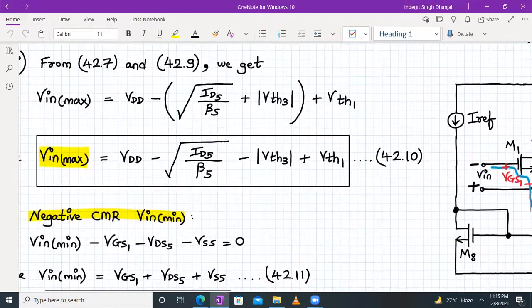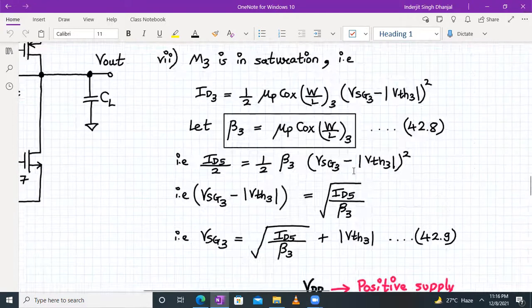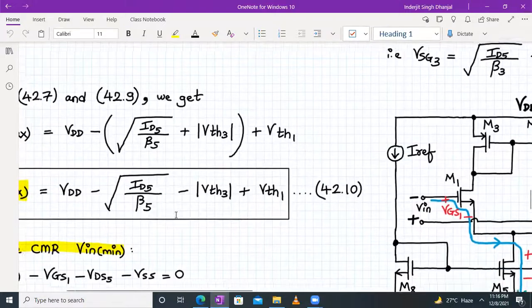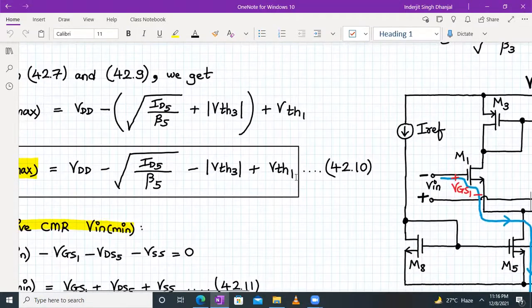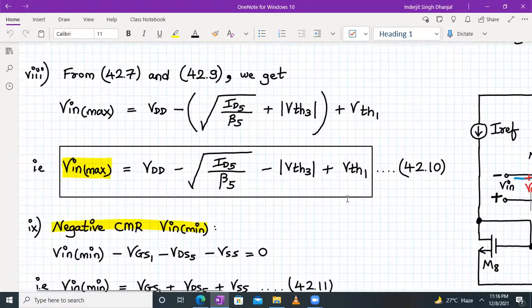So your Vin max value, which is your maximum CMR or your positive CMR, will be Vin max equal to VDD minus square root of ID5 divided by beta 5, where beta 5 is mu p Cox into W by L of 5. I mean W by L of 3 basically, right? Yeah, W by L of 3, and minus VTH3 plus VTH1. So this is my equation for your maximum CMR or positive CMR, Vin max value.